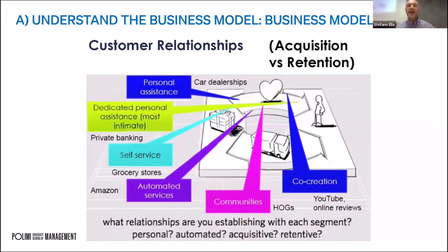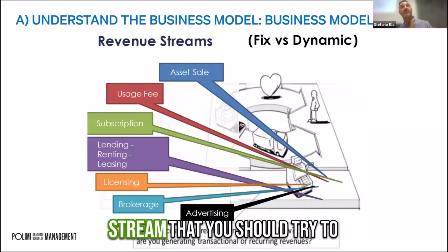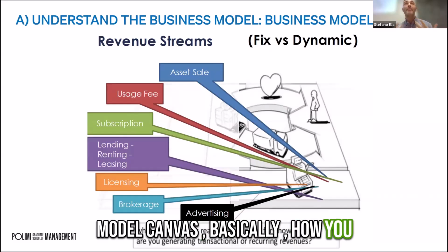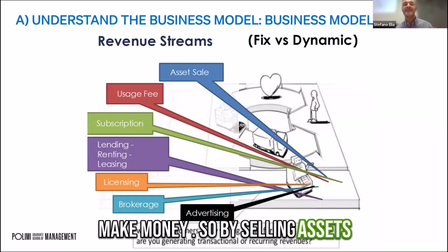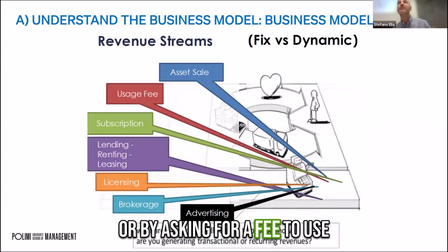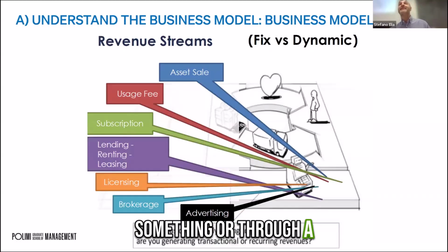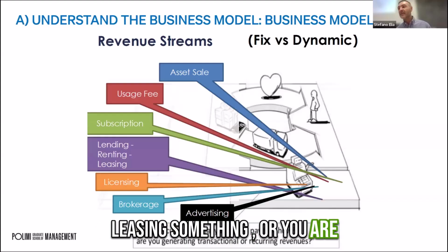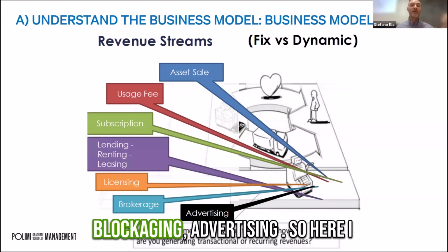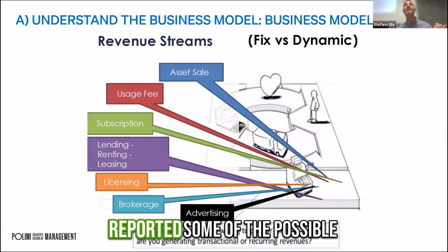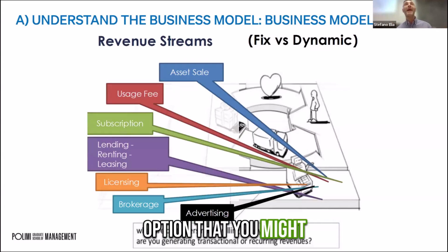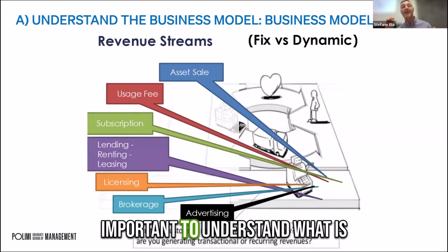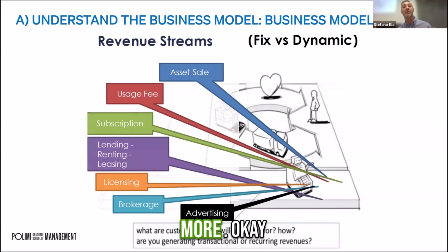Okay, so it is important once you identify how you reach the customers, also to understand how you keep the relationship. And then you have the revenue stream that you should try to understand in the business model canvas, basically how you make money. So by selling assets, or by asking for a fee to use something, or through a subscription, by lending, renting, leasing something, or you are gaining money through licensing, brokerage, advertising. So here I reported some of the possible options that you might use to make money. So it is important to understand what the revenue stream is, how you make money. Okay.